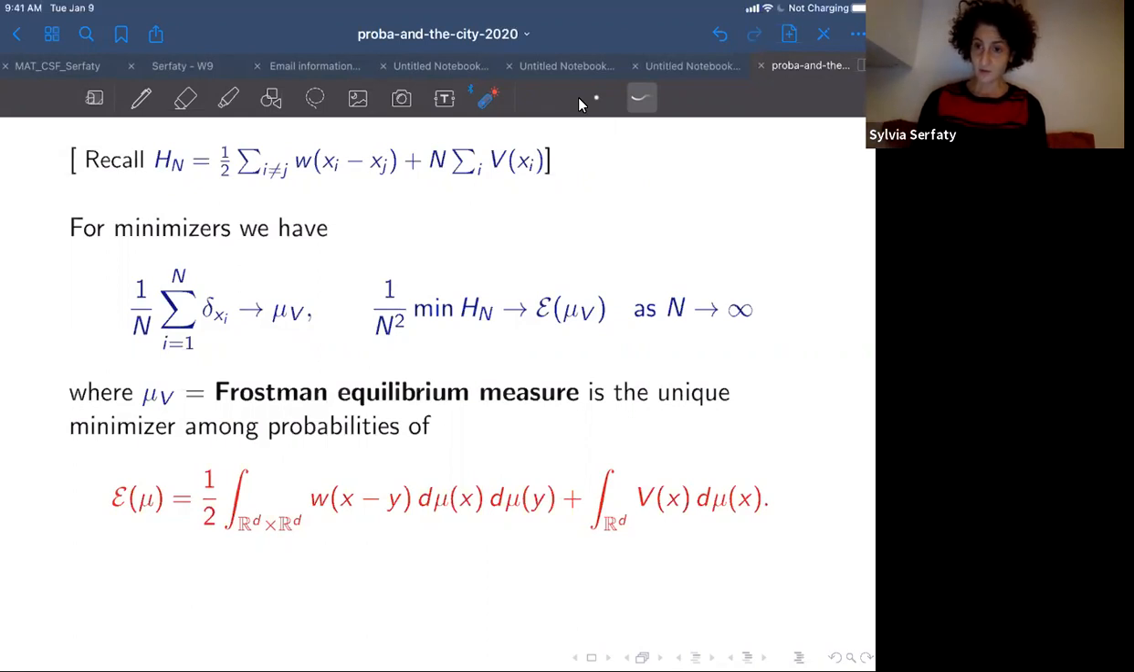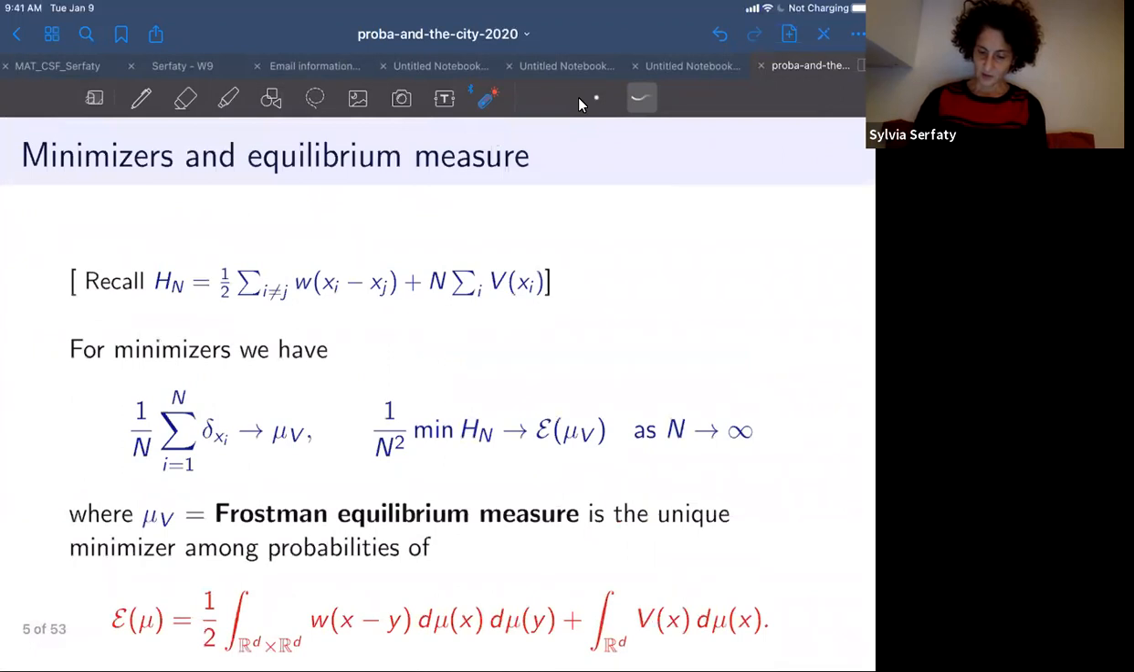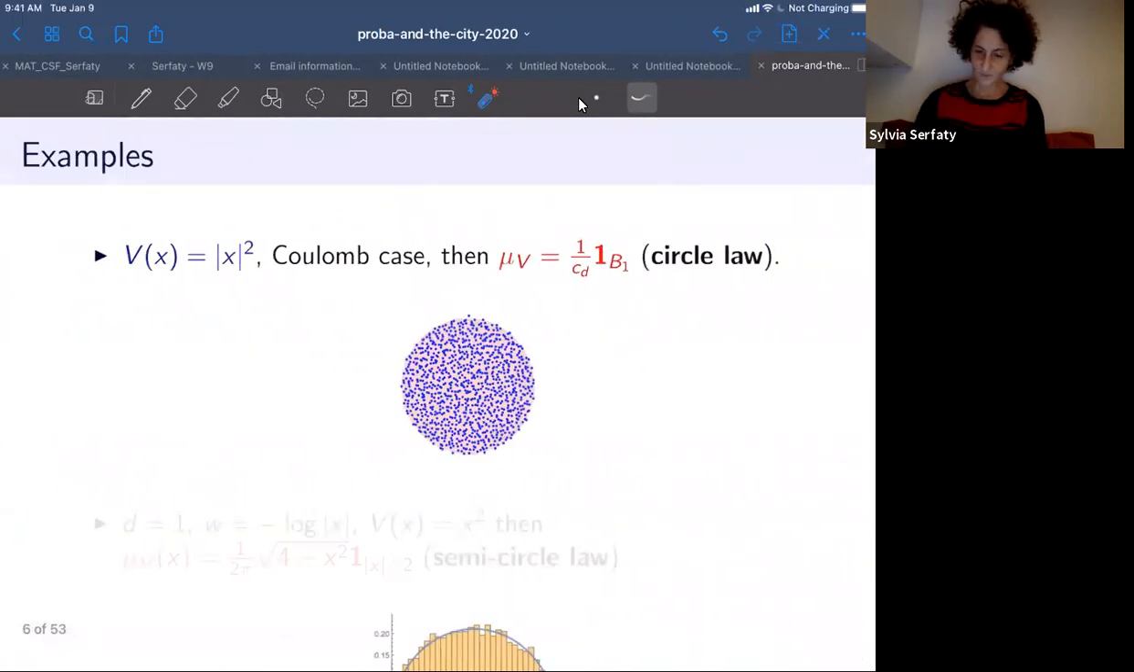But of course, what one wants to understand is also what happens for the Gibbs measure, not only for minimizers, but for typical states under the Gibbs measure. So in case you don't know, the equilibrium measure can be explicitly described in some simple cases. For example, when V is quadratic, for all the Coulomb cases, the equilibrium measure is an indicator function of a ball in any dimension, suitably normalized. So it means that the distribution of particles will be uniform in some ball, and it will be, in fact, compactly supported.